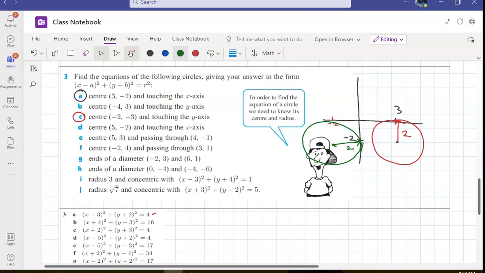Yes? I mean, you've got nice grids. You should be able to draw a better diagram than me. Bless you.